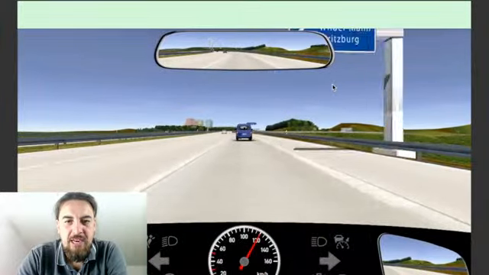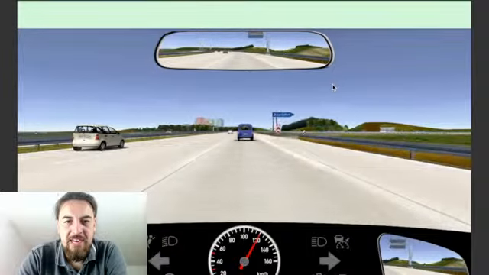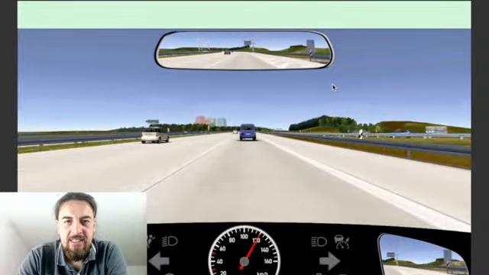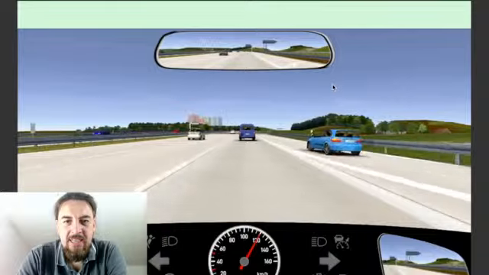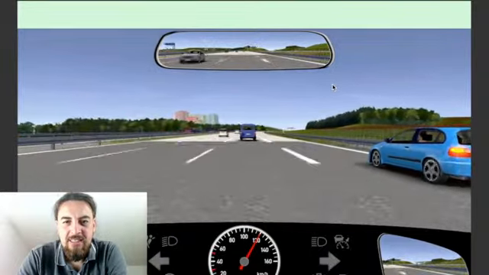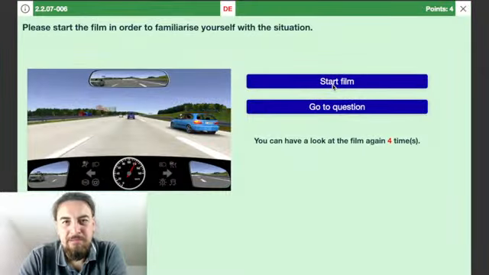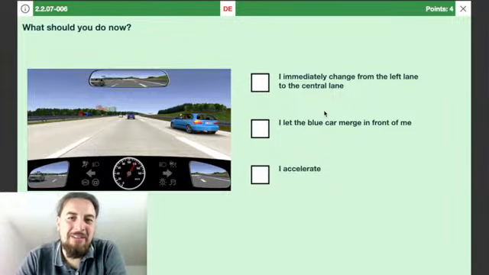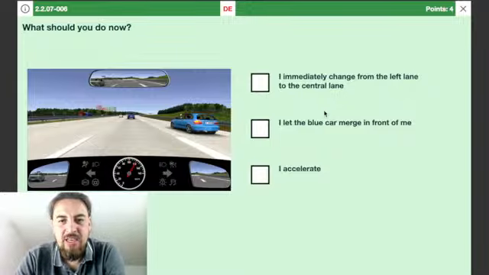Okay, we're driving 120 on the highway. And there is a car about to enter the highway. Oh, what is he doing? Risky. Okay, what should you do now? I immediately change from the left lane to the central lane. I let the blue car merge in front of me. I accelerate. How would you react in that situation?